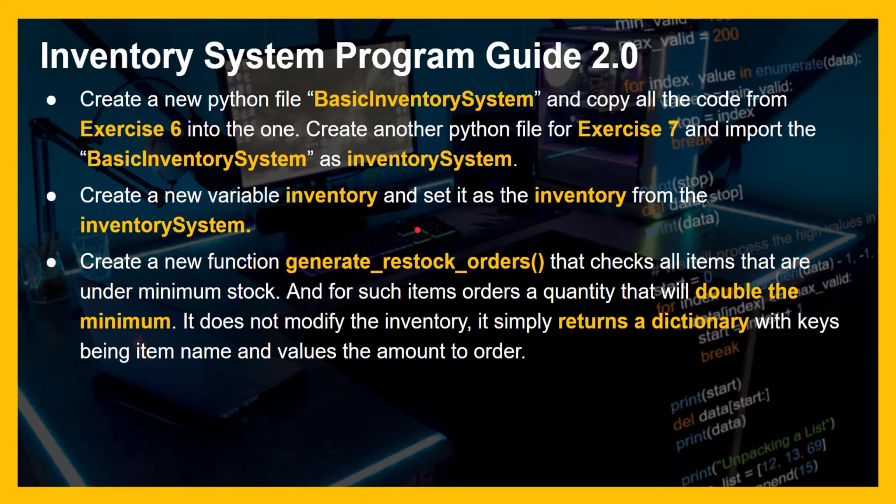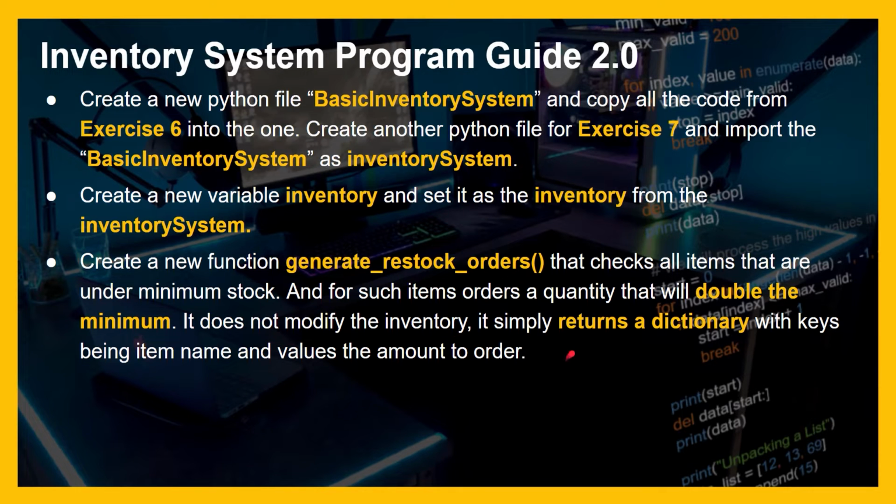Next, you'll need to create a new function called generate restock orders that checks all the items that are under the minimum stock, and for such items, orders a quantity that will double the minimum. So you need to get the minimum, double it, and then order an amount that will make sure the final amount will be double that of the minimum. It simply returns a dictionary. Oh, by the way, it does not modify the inventory itself.